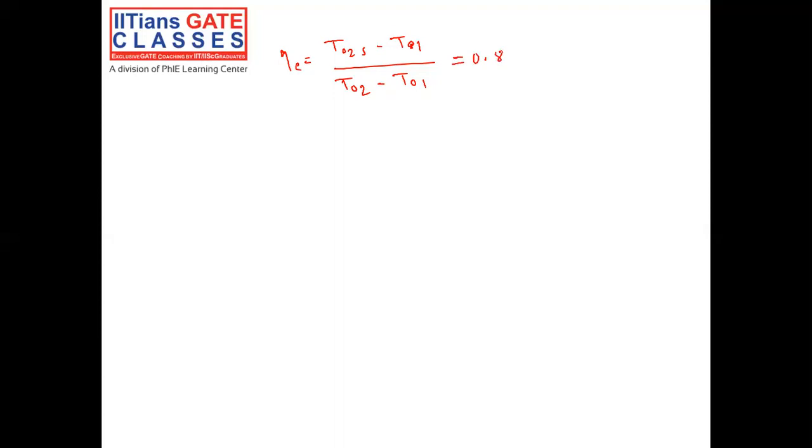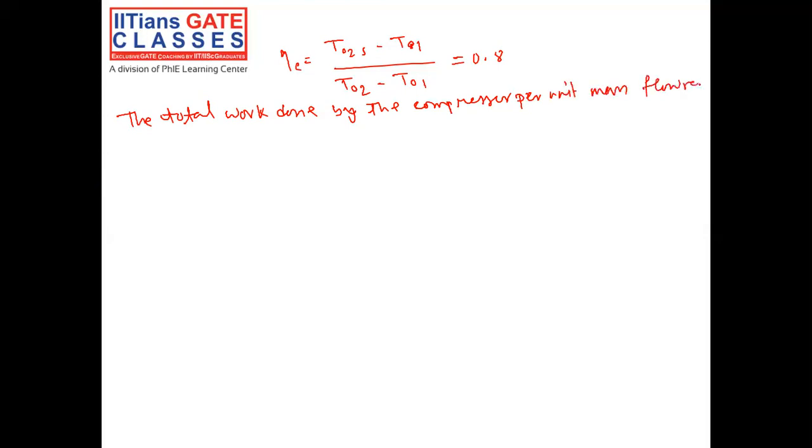Now the total work done by the compressor per unit mass flow rate is Cp into TO2 minus TO1, right?